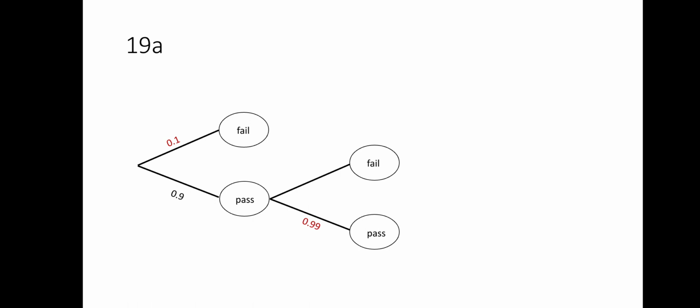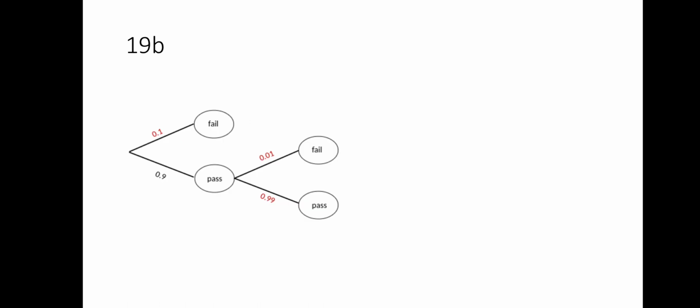And then we're given that 99% of the items that pass the first check also pass the second check. So we'd put 0.99 there, as shown in the diagram. And then because the probabilities of all outcomes add up to 1, if 99% pass the second check, then 1% must fail the second check. So that would answer the first part, which is 19A.